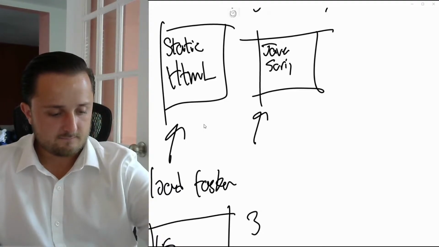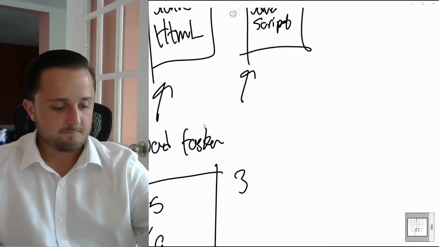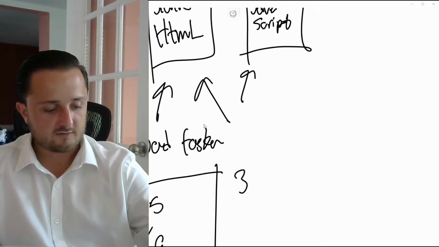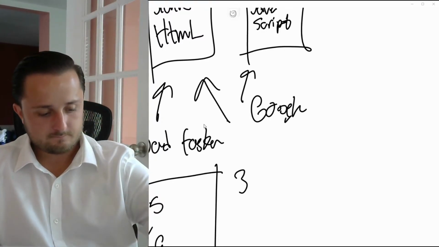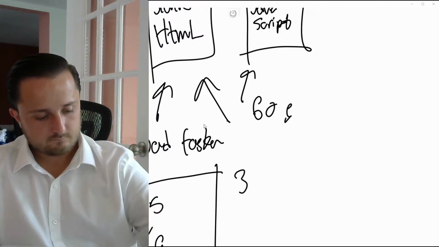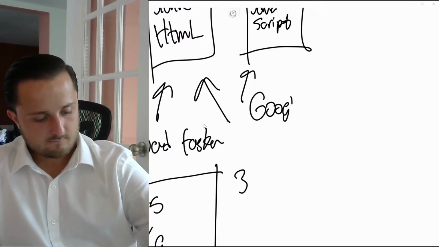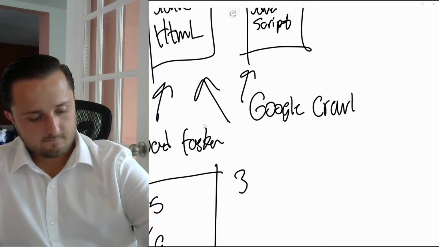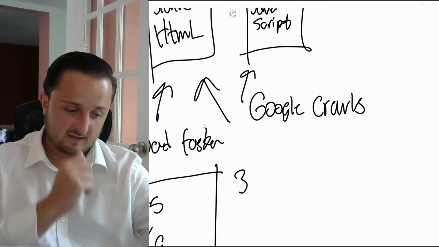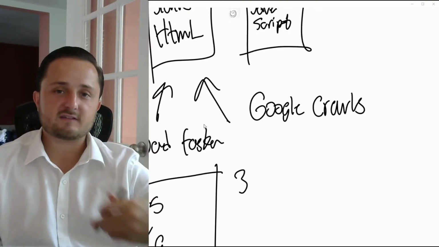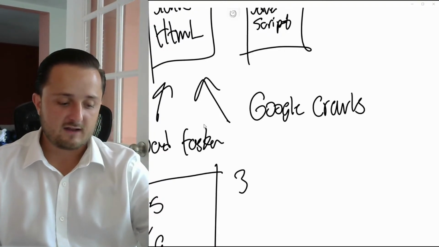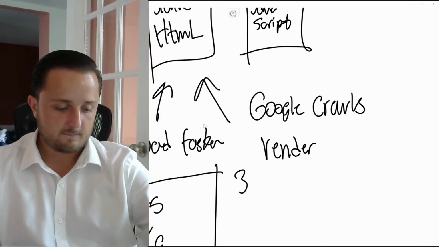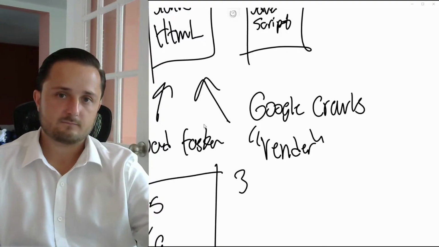Not only that, each time Google crawls a static HTML site, it's going to see all of the content displayed. It will see all of the code. It does not have to go and render anything.